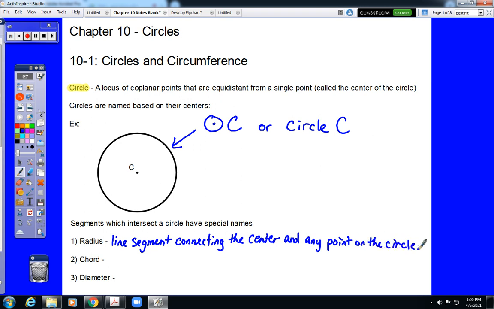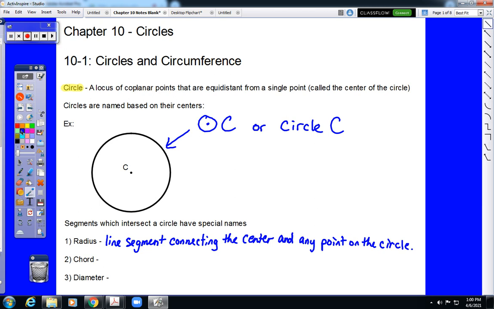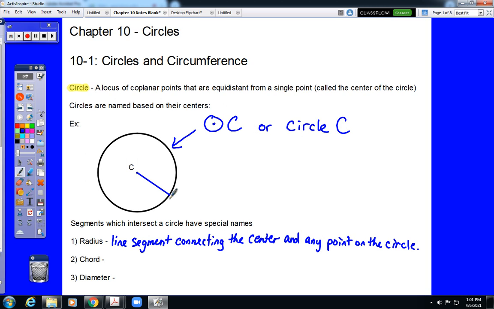Okay, we are all familiar with the idea of a radius already. So really shouldn't have any big problem understanding that if I draw this line right here and I label this point A, then we would say that segment AC is a radius. Okay? Segment AC is a radius of circle C.